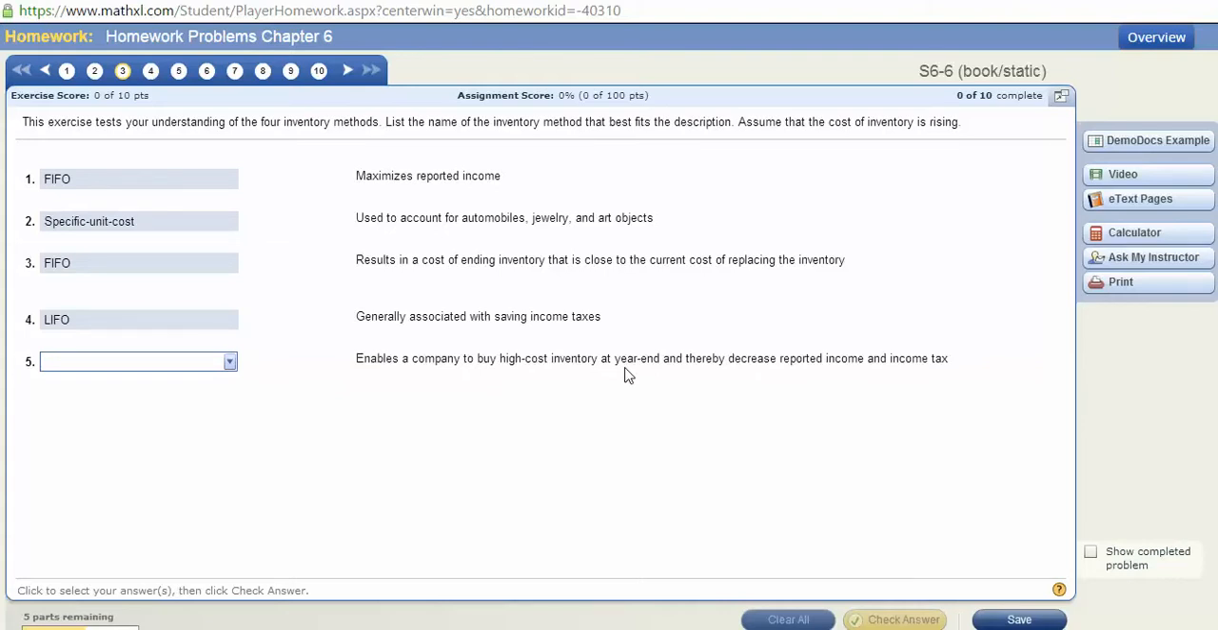You see this sometimes with oil prices that move up, and wow, they get really expensive at the end of the year. And we happen to be experiencing the opposite now, where oil prices are collapsing. But this lets a company buy high-cost, expensive inventory at year-end, and through that, lower their income taxes.